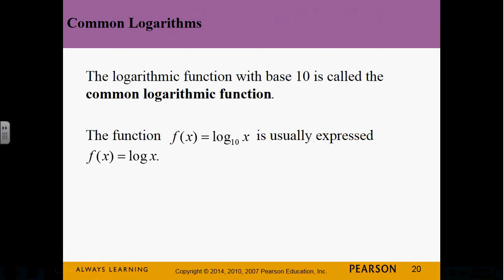All right, so a lot of times we see just log. Now, if you look at your calculator, everybody's got a button on it that just says log. What this means is it's base 10. We call it common log because we use it a lot, commonly used. Base 10 is our common log because we deal in base 10 more than we deal in just about anything else, right?